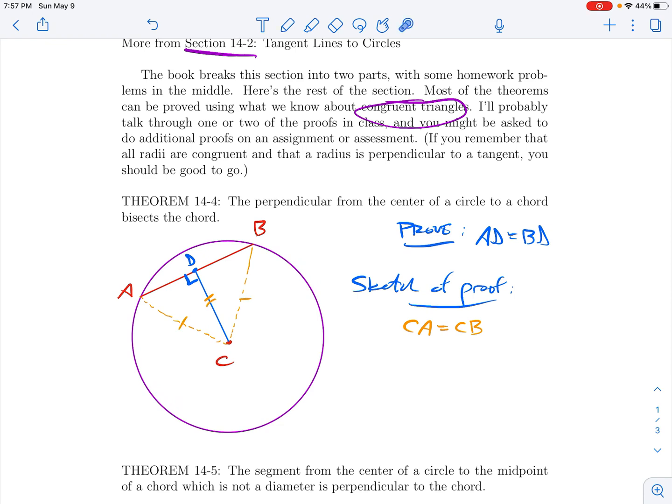So we could use hypotenuse leg to show that this right triangle ADC is congruent to this right triangle BDC by hypotenuse leg. So then you can see, oh, well, we have perfect symmetry between these two triangles. Using CPCTC, segment AD would be just as long as segment BD. Right, so there's a lot of symmetry that we get in circles.